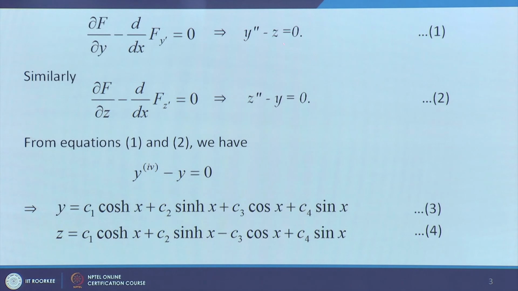y double dash is equal to z. So we can differentiate y twice. When you differentiate y with respect to x, we get the derivative of cosh x.